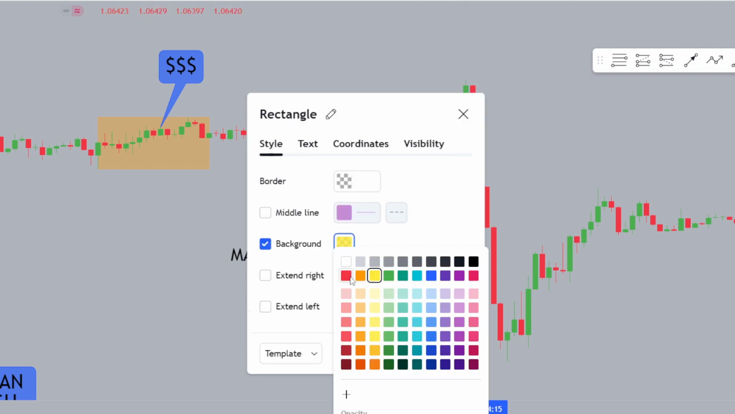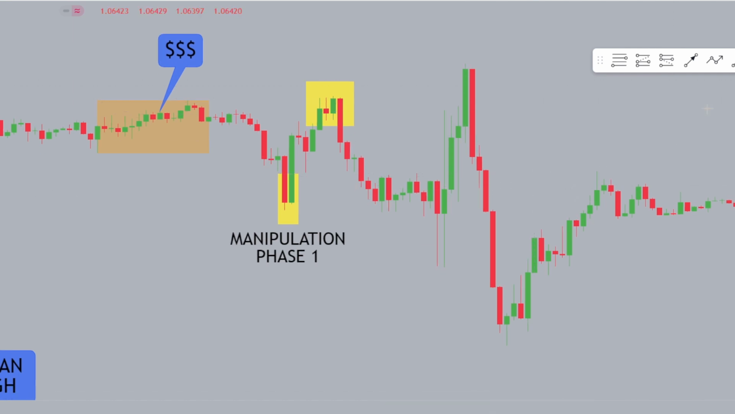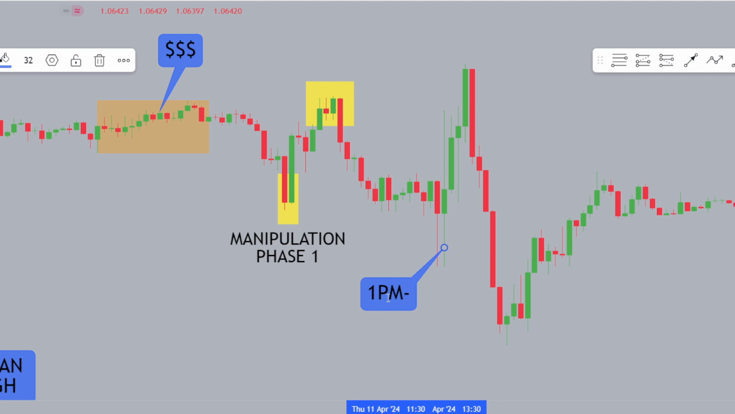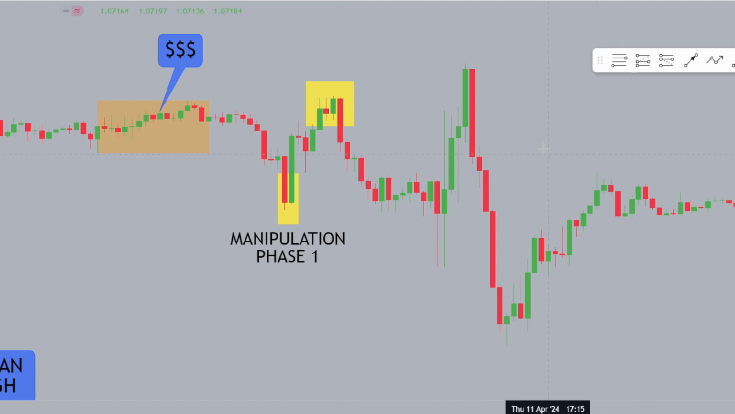What I'm going to label in red over here is quite wicky price action. Just over here, we see long wicks to the downside, long wicks to the upside, right? These wicks all occurred between 1 p.m. and 2 p.m. UK time, right? So this here was what we call the red folder news. I think we had Euro news and USD news that day, right? This is the Euro USD, so it's going to be extremely volatile during this time.